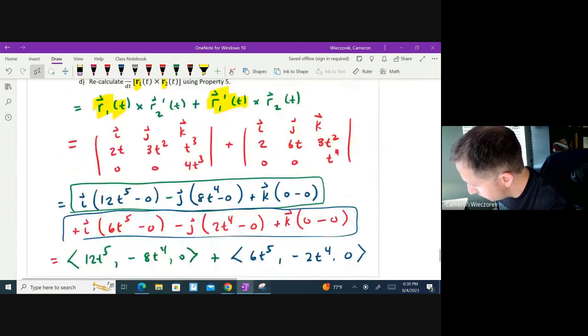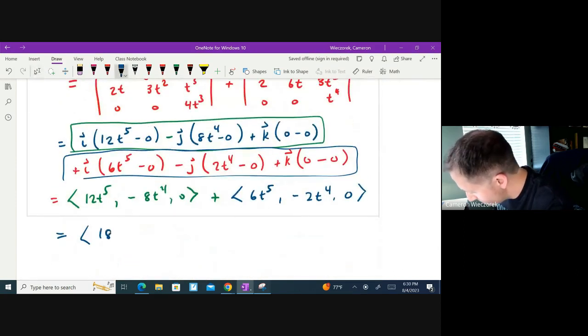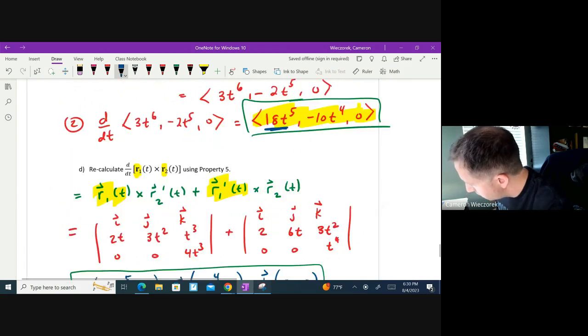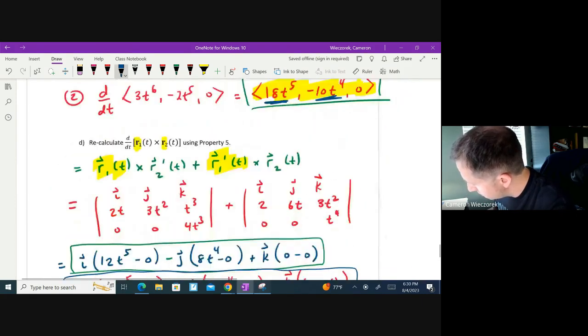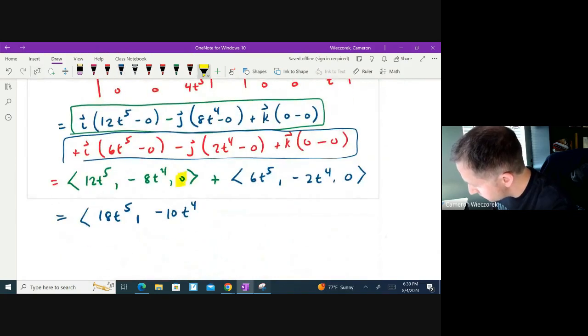That matches the first component we got in part C. If we add the y components, negative 8t to the 4th minus 2t to the 4th would add up to negative 10t to the 4th. Let's compare. Look at that. We're 2 for 2. And the third one should be 0. And what do we get? Last but not least, 0 plus 0. Last time I checked, was 0. And so we get a perfect match with what we got in part C.